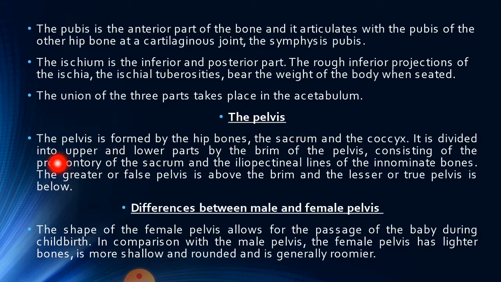The pelvis. The pelvis is formed by the hip bones, the sacrum, and the coccyx. It is divided into upper and lower parts by the brim of the pelvis, consisting of the promontory of the sacrum and the iliopectineal lines of the innominate bones. The greater or false pelvis is above the brim, and the lesser or true pelvis is below them.